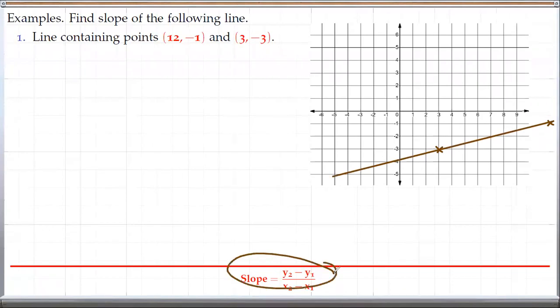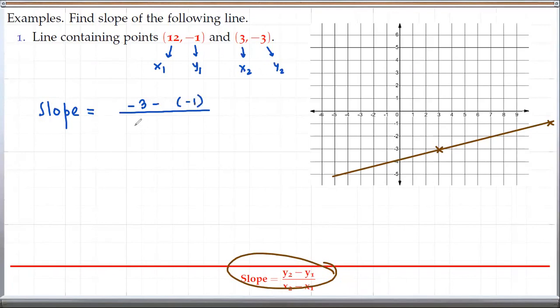We can use this formula here, y2 minus y1 over x2 minus x1. So we can say the first pair is x1, y1, and the second pair is x2, y2. Then slope of this line will be y2 minus y1, so -3 minus -1, over x2 minus x1, 3 minus 12. So this is the slope.